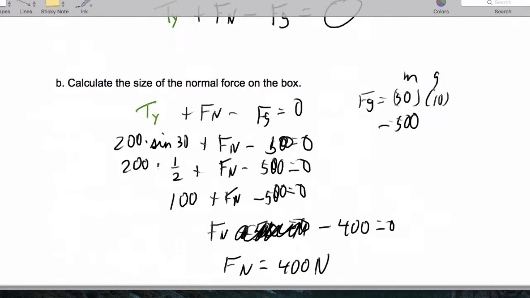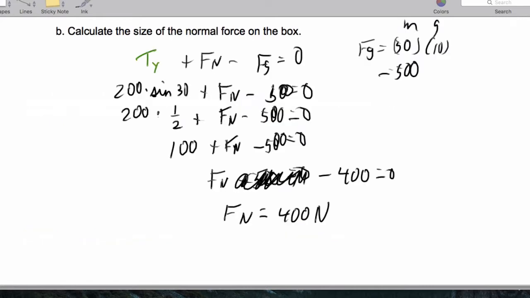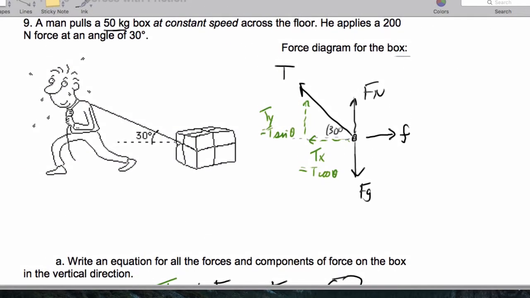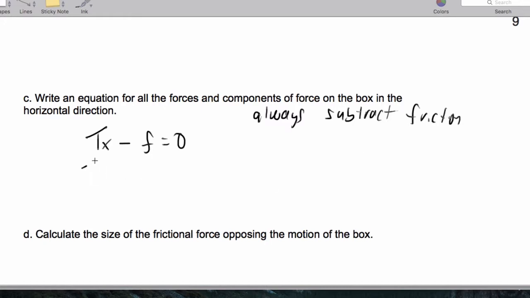That makes more sense. All right, now part C, it says write an equation for all the forces and components of force in the horizontal direction. Looking back at the box, we would write down Tx minus friction equals 0. One rule, always subtract friction in this class. So we have T cosine theta minus friction equals 0. That's going to be 200 times the cosine of 30 minus F equals 0.